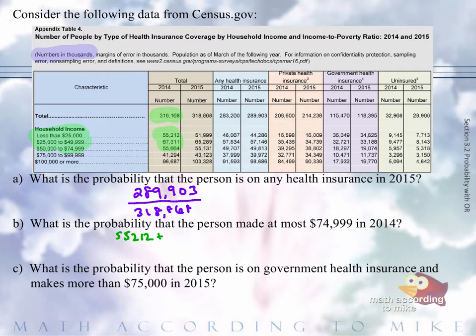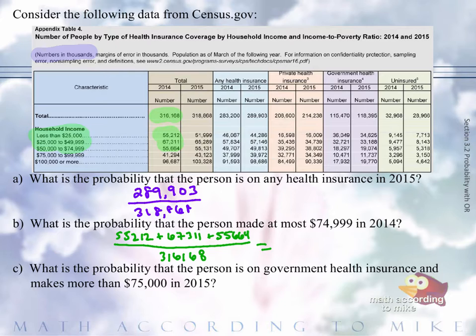So we will have the fraction 55,212 plus 67,311 plus 55,664 all over that 316 number. Now I want you to think about, while I'm writing this down, why we are adding these numbers together. What word is implied? Hopefully you said that word was or, because either you make less than 25,000, or you make between 25 and 49,999, or you make between 50,000 and 74,999 dollars. There's no people that are in both categories.